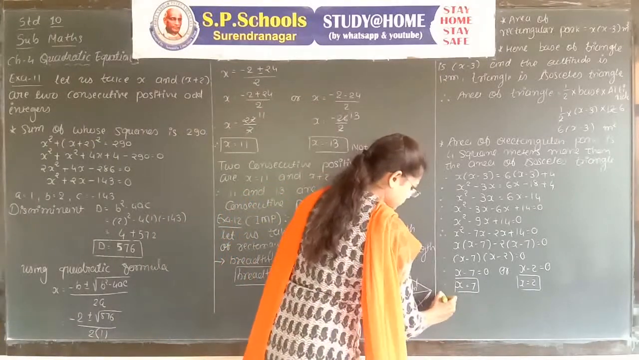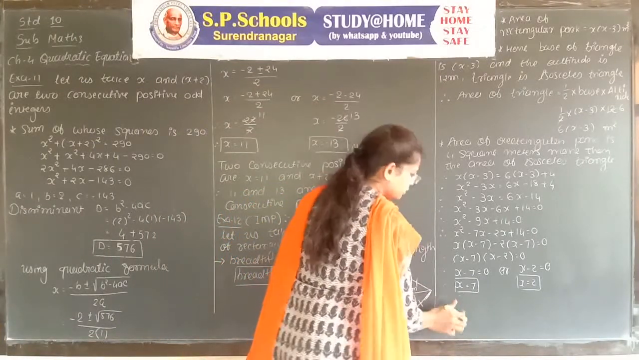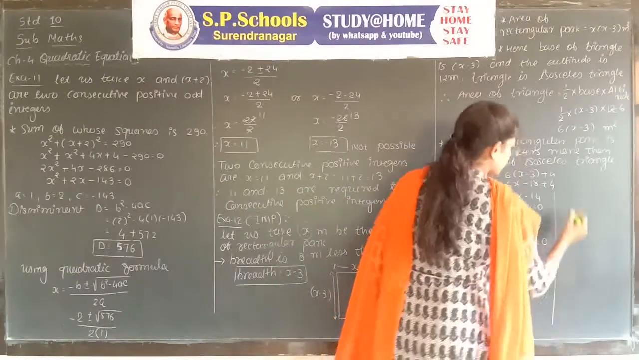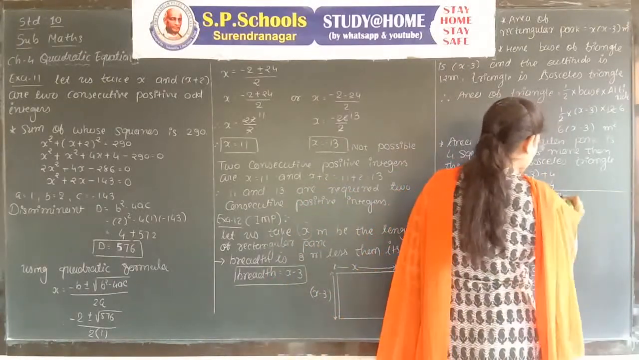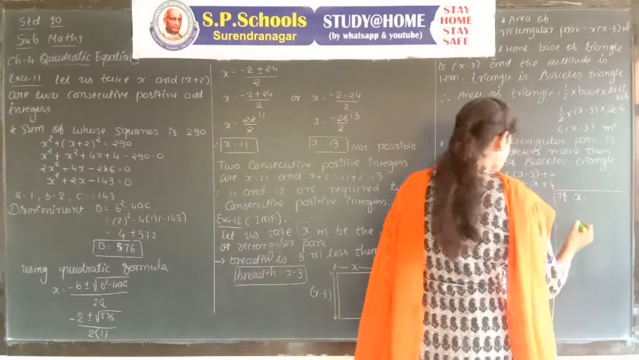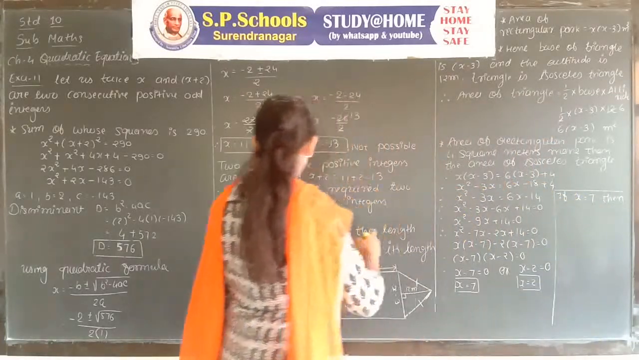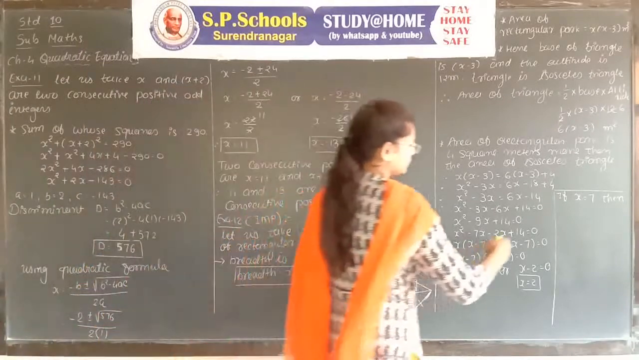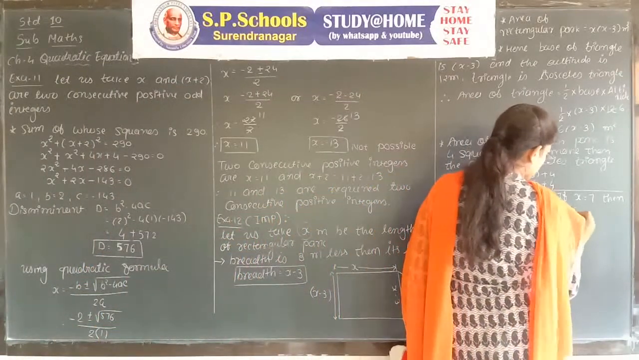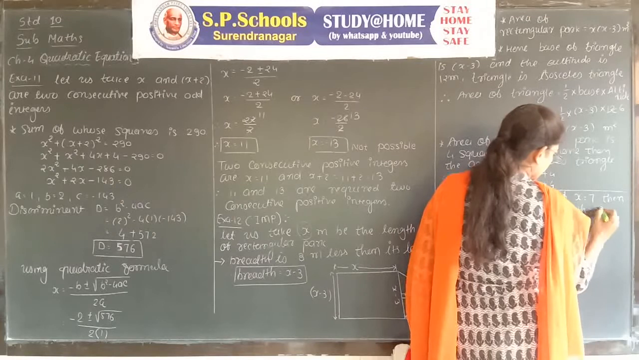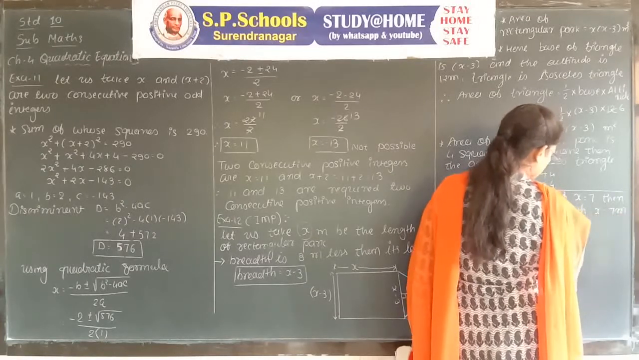Now, if x is equal to 7, then the length is x, length is equal to x is equal to 7 meter.